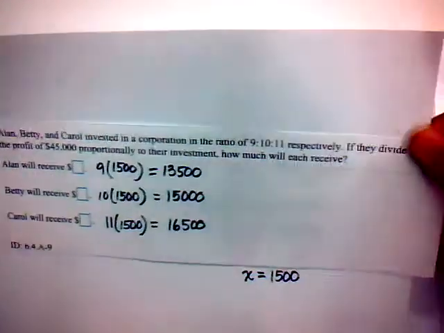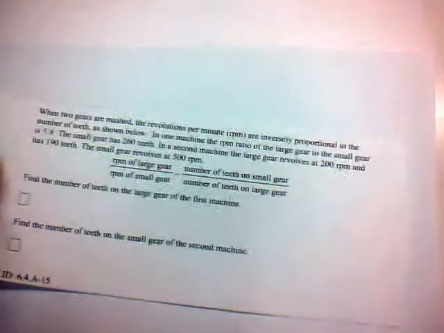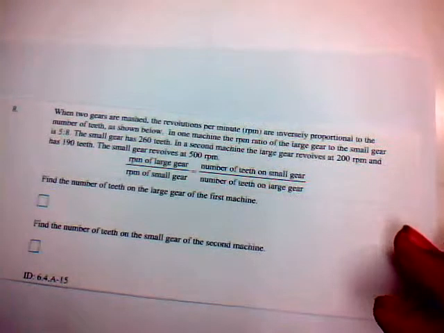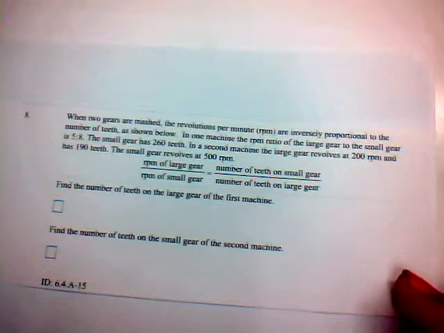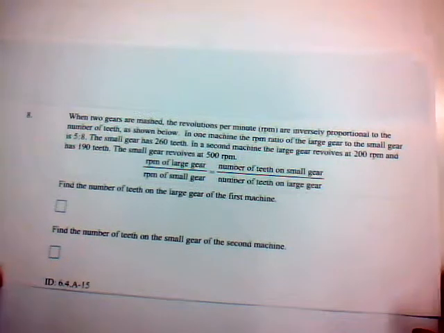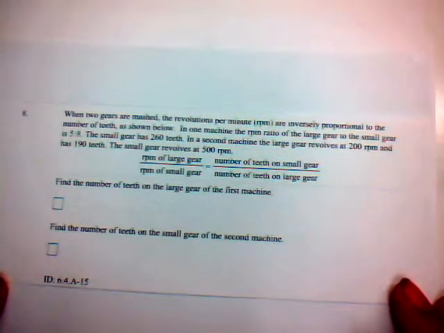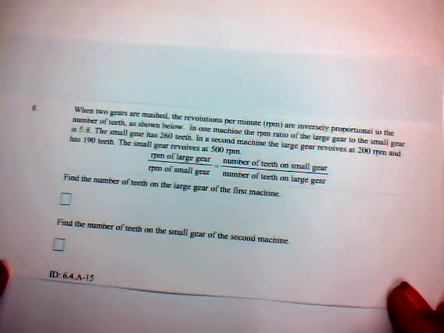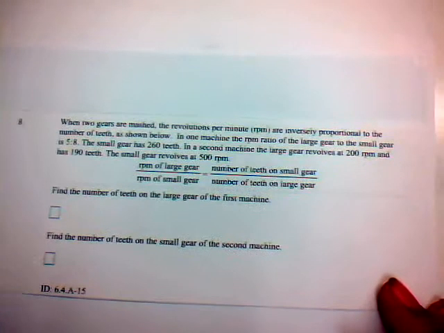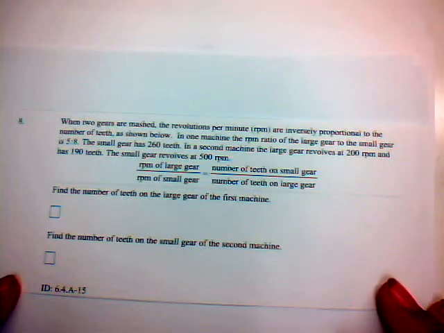Okay. Problem number 8. When two gears are meshed, the revolutions per minute, or RPM, are inversely proportional to the number of teeth, as shown below. In one machine, the RPM ratio of the larger gear to the smaller gear is 5 to 8. The smaller gear has 260 teeth.